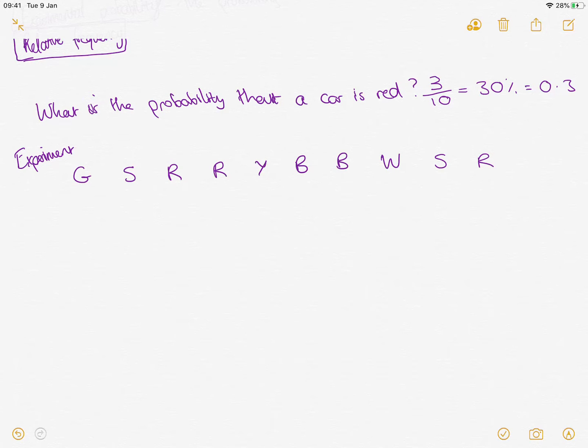Now, obviously there are some problems with that. I've only tested 10 cars really, so it's quite hard to say that is definitely the probability. So there's actually a way I can make my result more accurate. To make a result more accurate, I can keep on doing my survey and get more cars. The more cars I look at, the more accurate my probability would be, because you're getting a bigger sample.